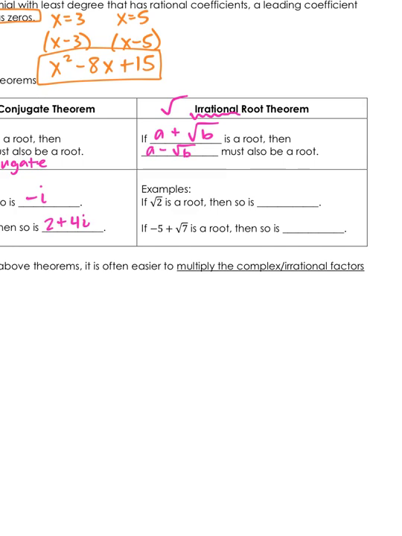So some examples, if the square root of 2 is a root, then so is negative square root of 2. If negative 5 plus radical 7 is a root, remember we're changing only the sign in front of the radical. So we're going to keep that negative 5, we're going to keep that radical 7, and we're going to change that plus to a minus.